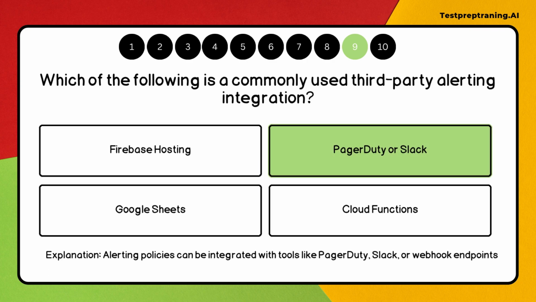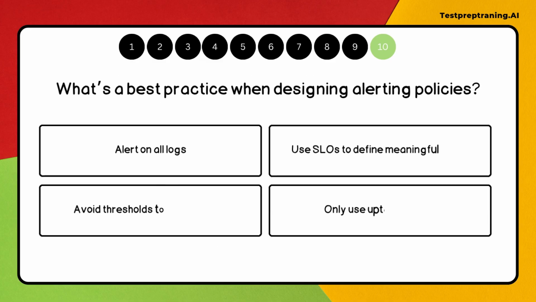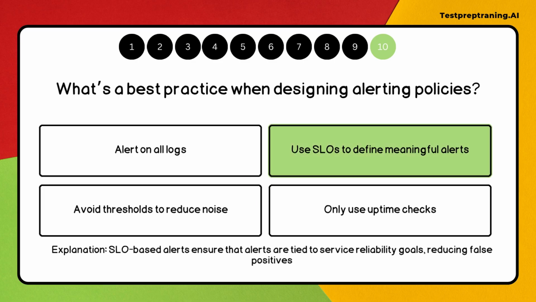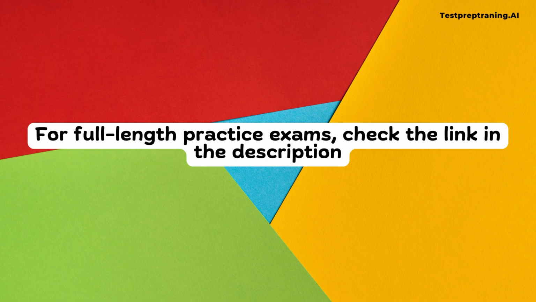Correct answer is PagerDuty or Slack, as alerting policies can be integrated with tools like PagerDuty, Slack, or webhook endpoints. Question 10. What's a best practice when designing alerting policies? Correct answer is use SLOs to define meaningful alerts, as SLO-based alerts ensure that alerts are tied to service reliability goals, reducing false positives. For full-length practice exams, check the link in the description.